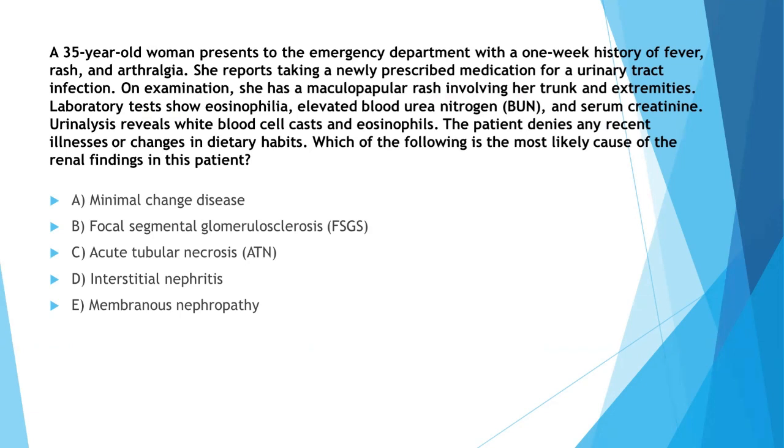Urine analysis reveals white blood cell casts and eosinophils, and the patient denies any recent illness or changes in her dietary habits. Now, which of the following is the most likely cause of the renal findings in this patient? Minimal change disease, focal segmental glomerulosclerosis, acute tubular necrosis, interstitial nephritis, or membranous nephropathy.